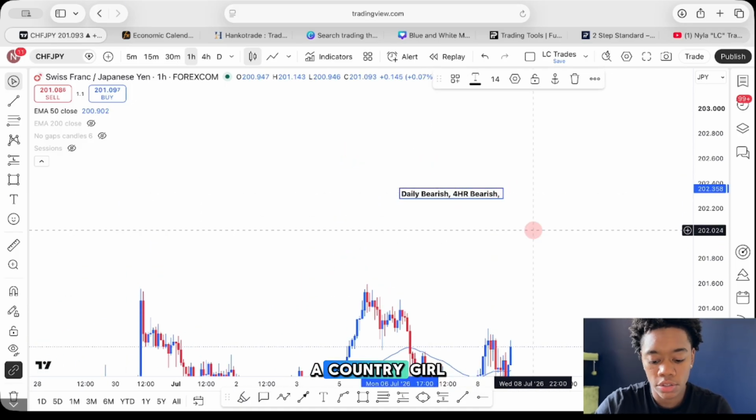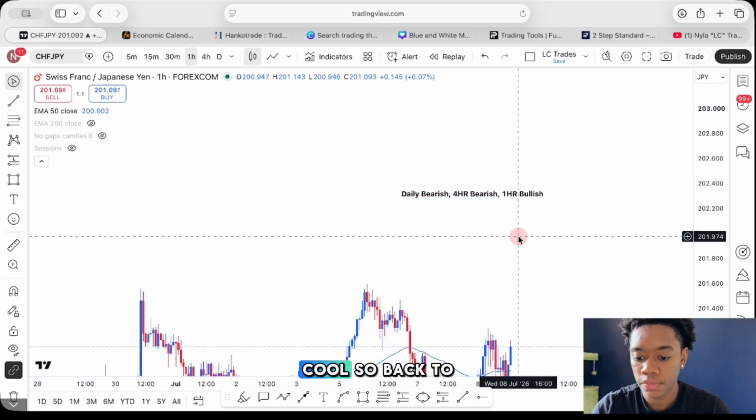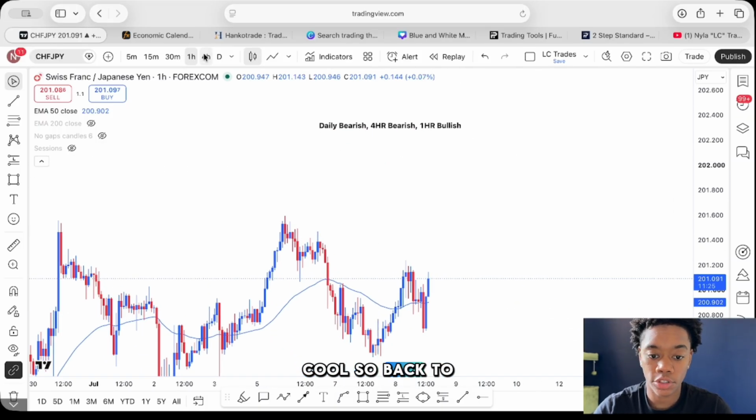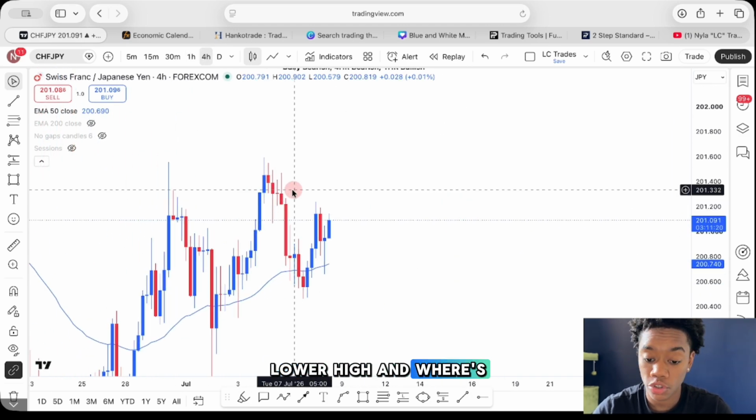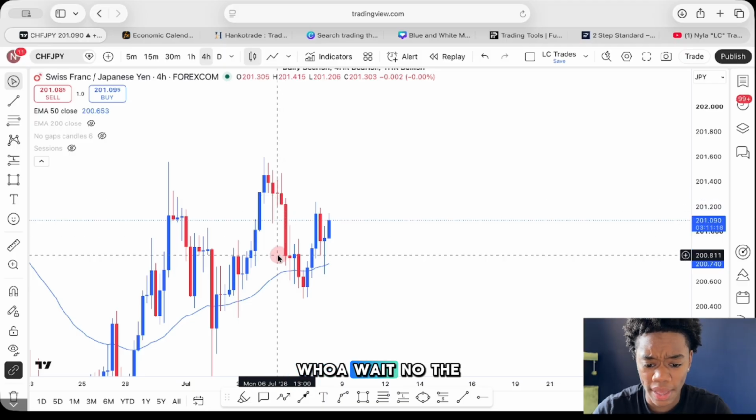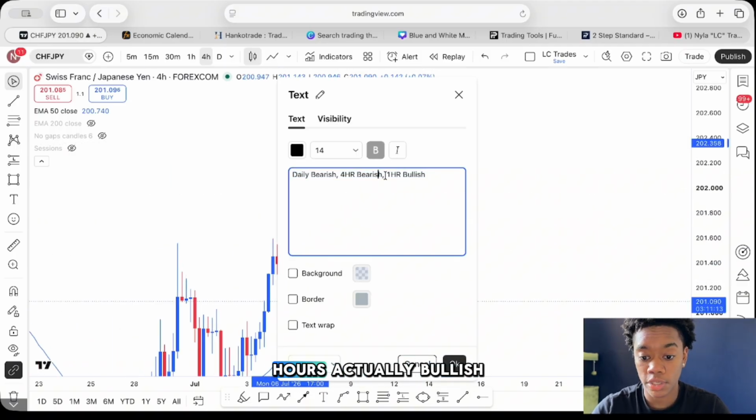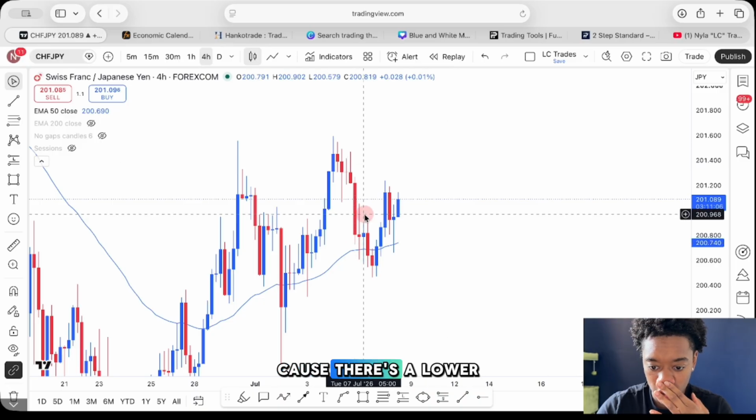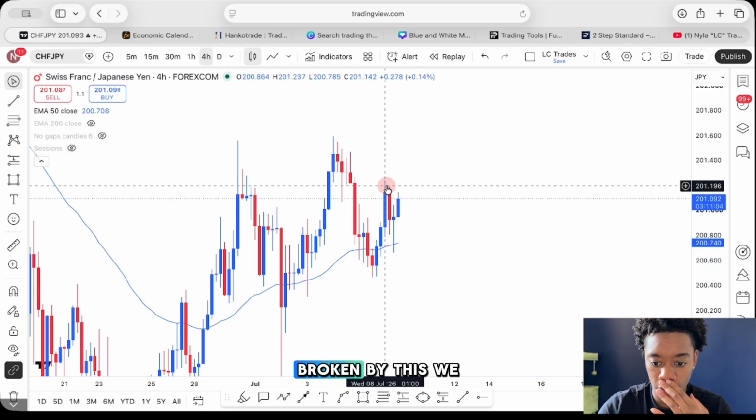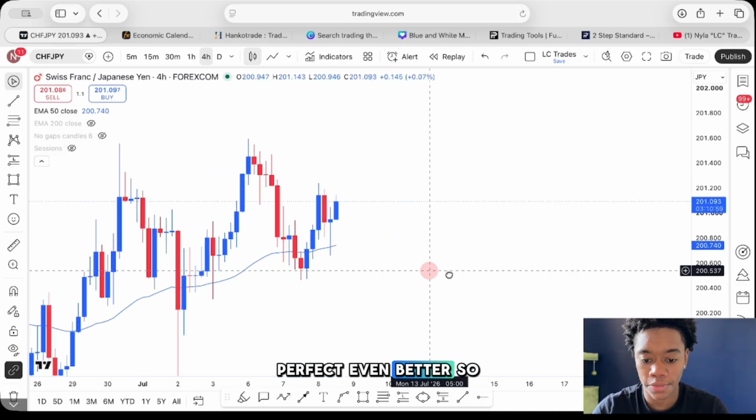Hold on. Bullish. All right, cool. So back to the 4 hour. Guys, where's our lower high? And where's our lower low? Whoa, wait. No, actually, I'm incorrect. 4 hours is actually bullish. I'm incorrect as ever. Because there's a lower high, there's a lower low. This lower high got broken by this. We are bullish, yeah. There's a higher high, there's a higher low. Perfect, even better.